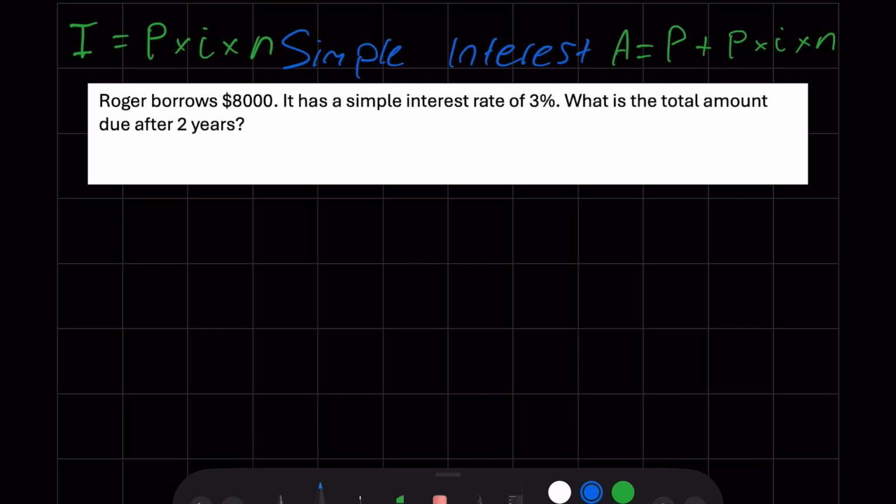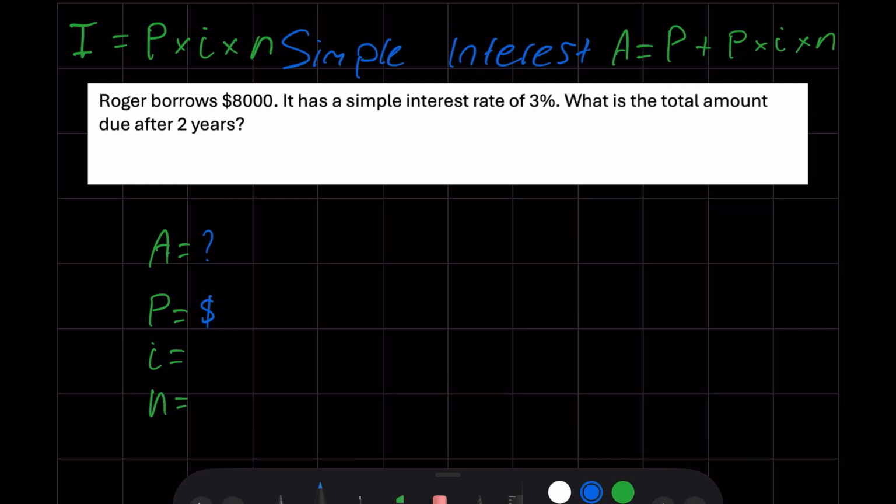I'll do one more question here. This question says Roger borrows $8,000. So he's borrowing $8,000. It has a simple interest rate of 3%. What is the total amount due after 2 years? Once again, this is wanting the total amount. So we are looking for A. Right now, we don't know what A is, but we are looking for A.